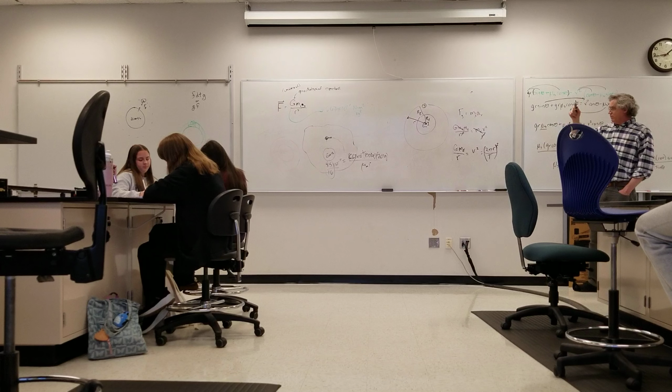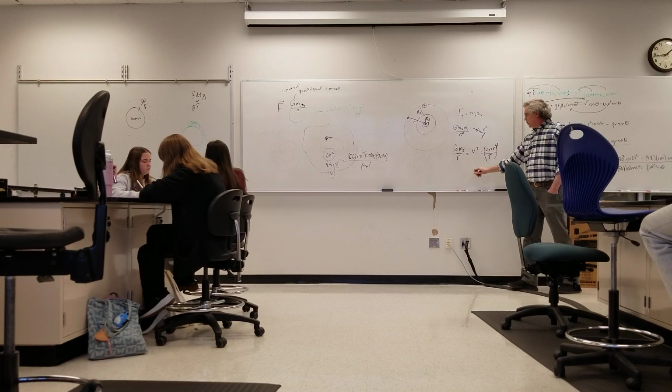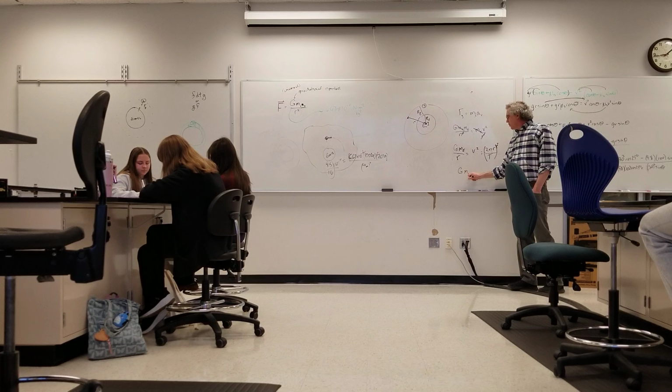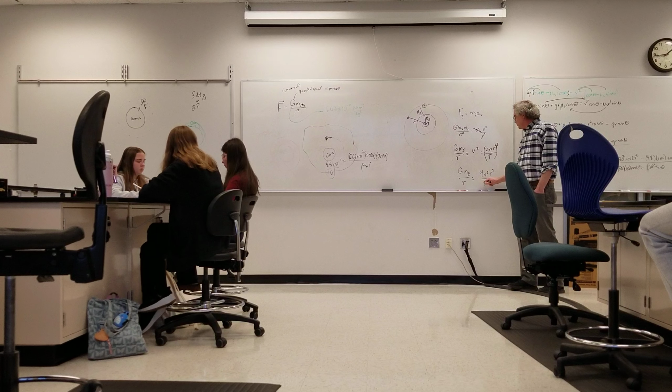Around the circumference in one period, squared. So we're left with G, mass of the Earth, over R is equal to 4 pi squared R squared over T squared.